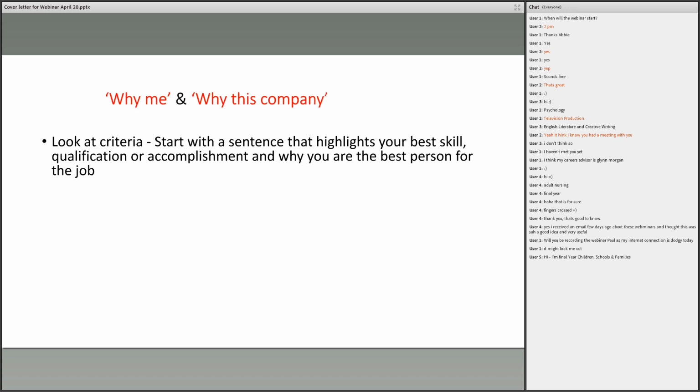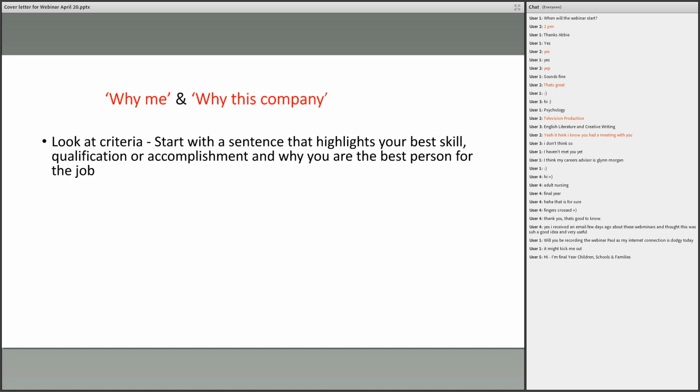And the key bit, if you're applying for a job that's advertised, you'll be given a job description and criteria. So you need to go down the criteria and give evidence for all of these, which is for your CV as well. So it might talk about teamwork or etc. It might talk about certain software skills. You need to give evidence of that.